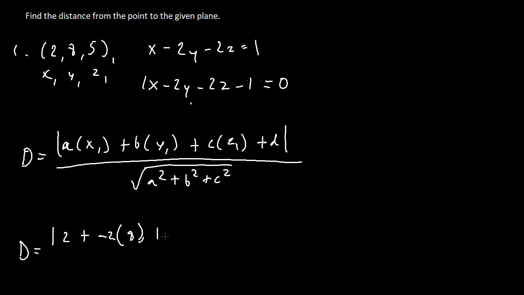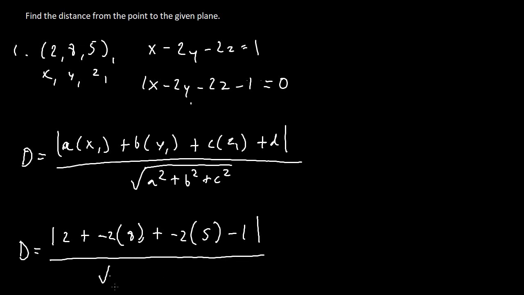And then plus c, which is also negative 2, times z1, and that's 5. And then we have plus d. d is going to be negative 1. We have minus 1. Absolute value close, all over the square root. Now a squared is going to be 1, so 1 squared is 1, plus b squared, so that's going to be 4, and then plus c squared, which is also 4.